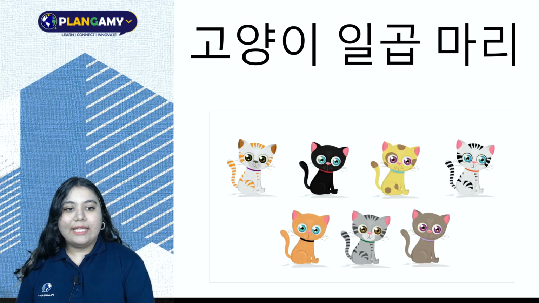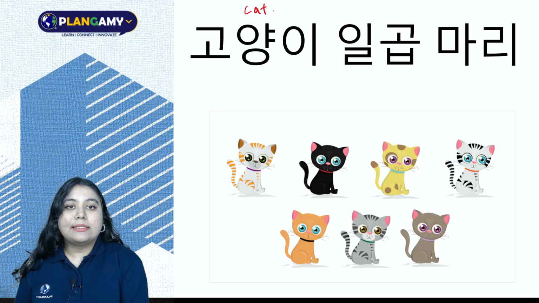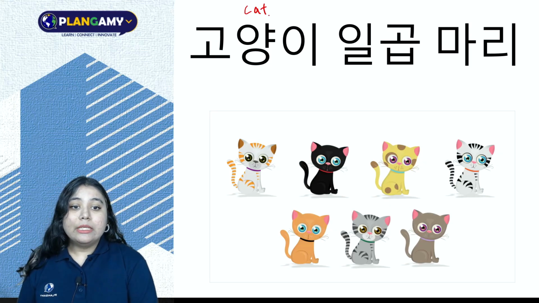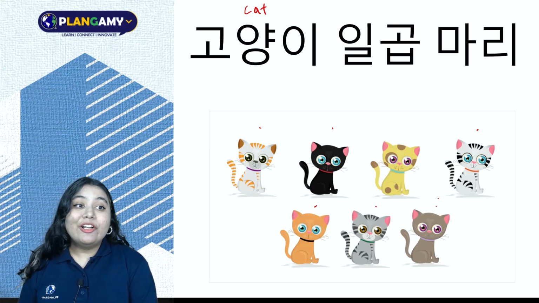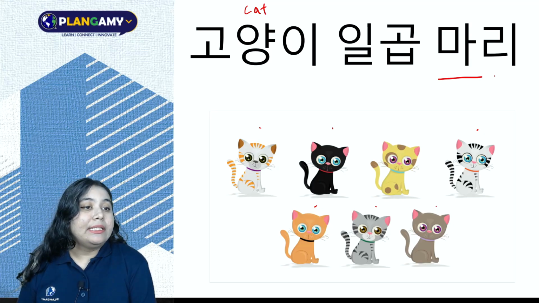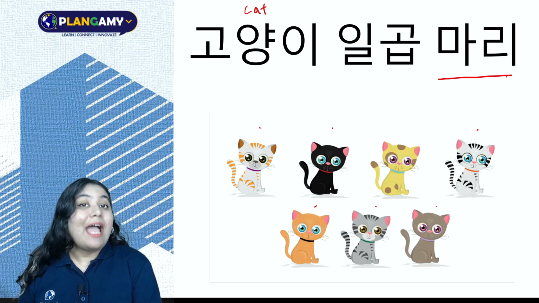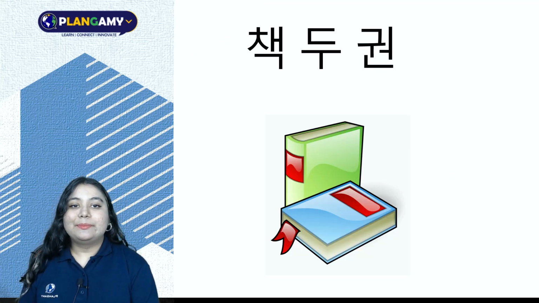Okay. Next, I have 고양이. 고양이 are cats. So how many 고양이 do I have? 하나, 둘, 셋, 넷, 다섯, 여섯, 일곱. 7. So I can say 고양이 일곱 마리. 마리 is used for animals. 고양이 일곱 마리. 7 cats.